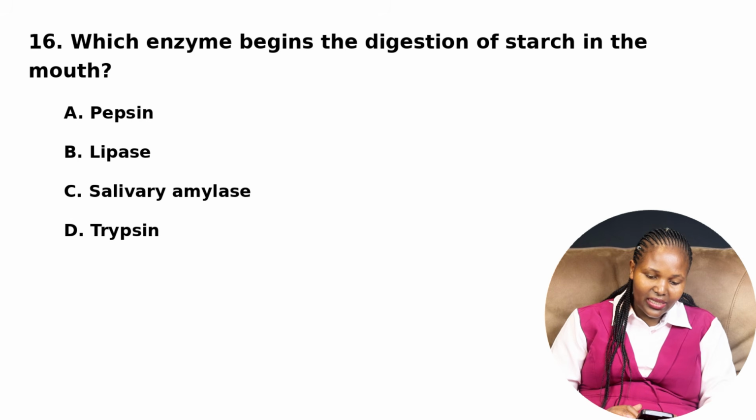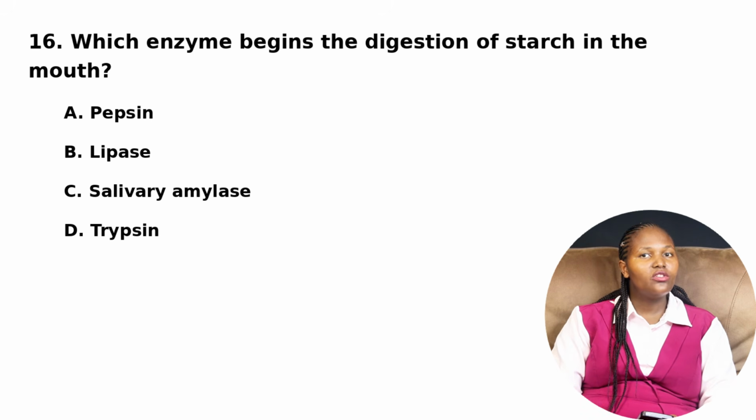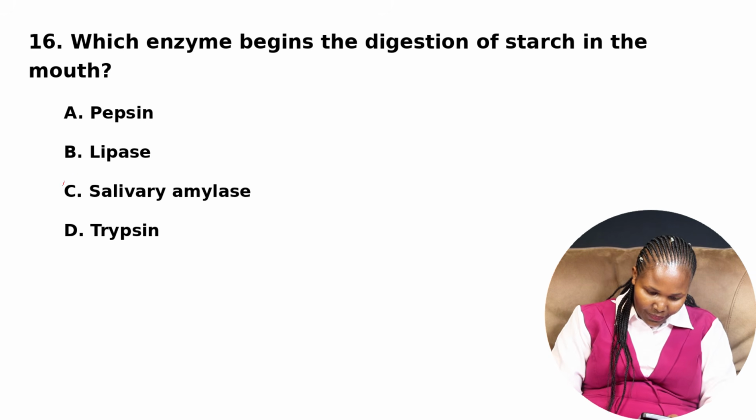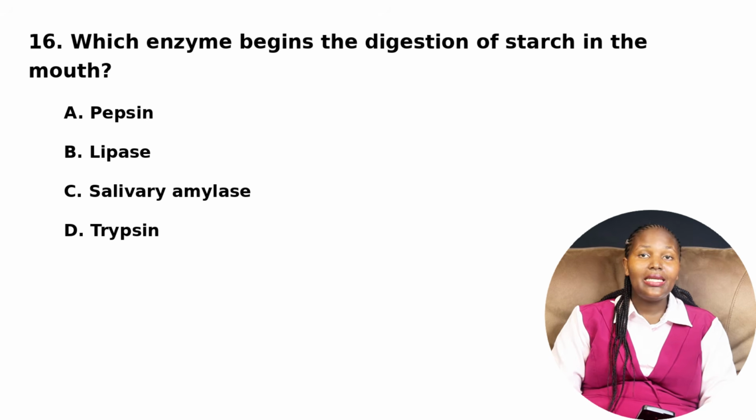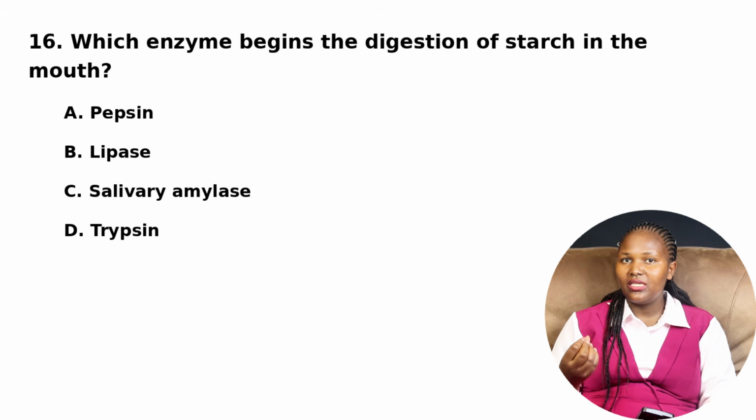Which enzyme begins the digestion of starch in the mouth? So this is about enzymes, and again a very interesting question. Now, the correct option here is C, salivary amylase. Yes, it is C, because A is pepsin, B is lipase, and D is trypsin. But the enzyme that begins digestion of starch in the mouth is called salivary amylase. It is starch that is digested.